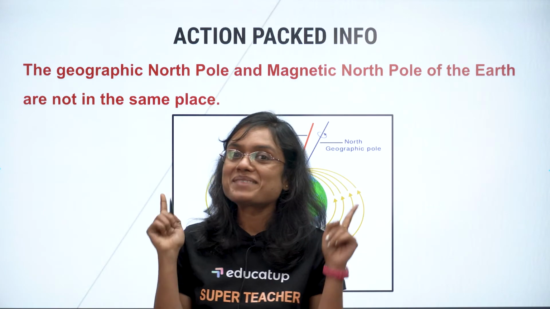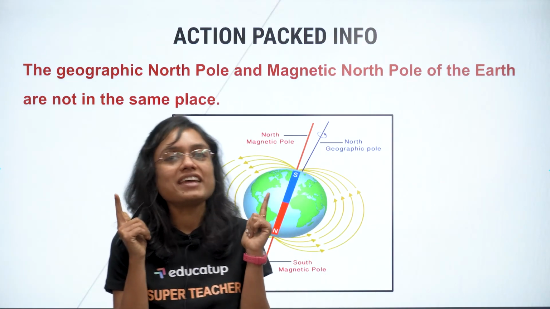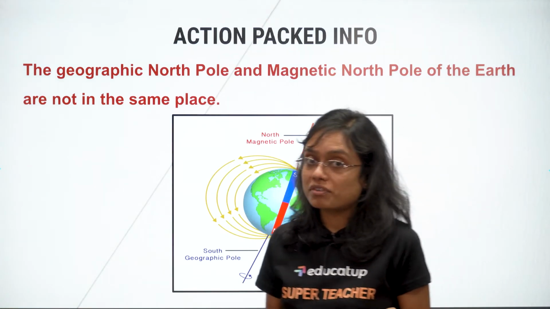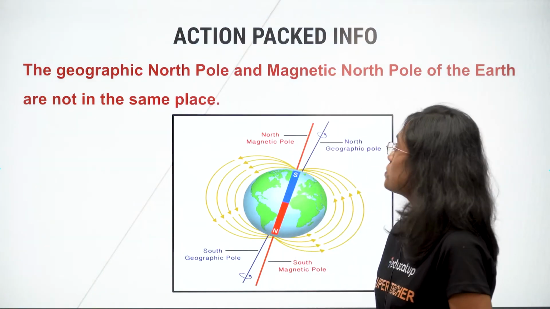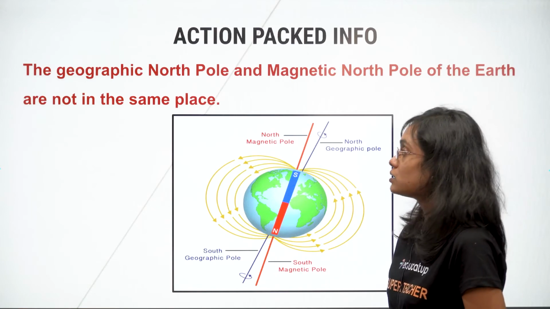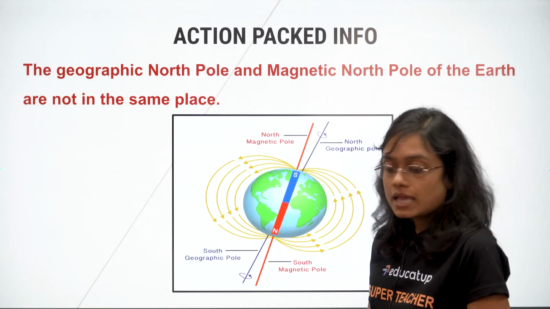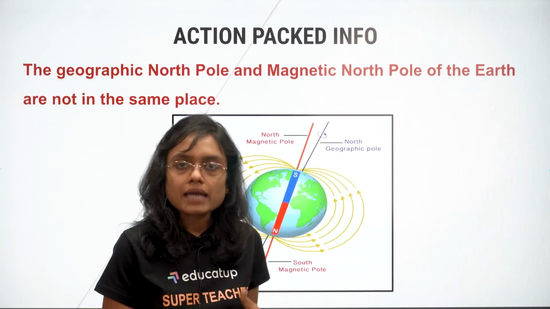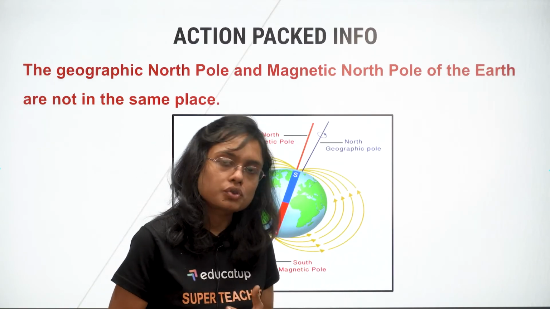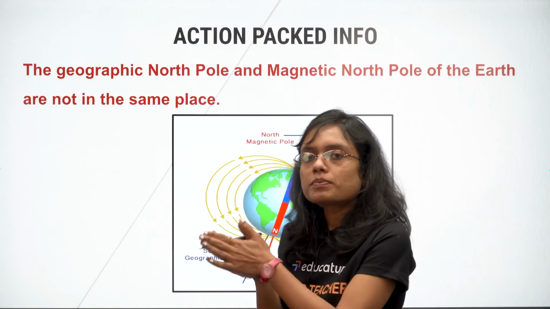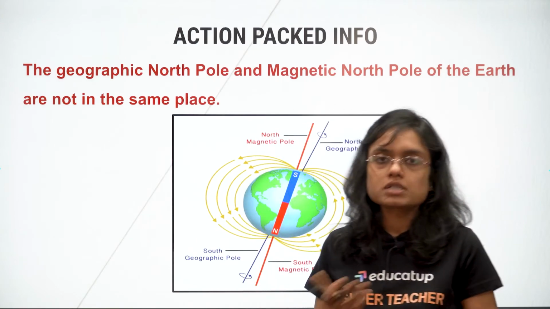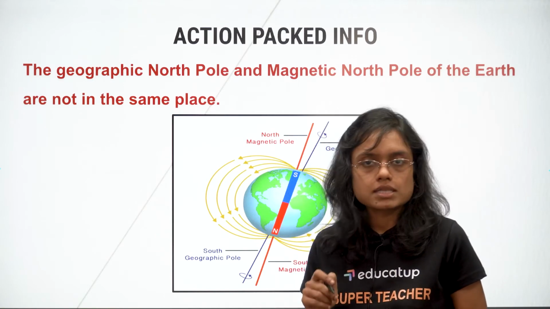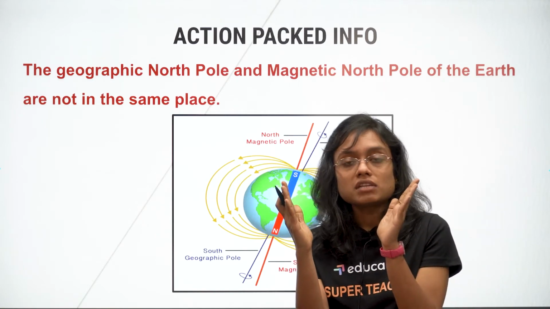Action-packed info, guys. Something very interesting and very enlightening for you, so pay attention. It's something related even to your geography part. The geographic North Pole and magnetic North Pole of the Earth are not in the same place. You know that Earth has its own magnetic field. Earth का अपना खुद का magnetism होता है, खुद की magnetic field होती है. अर्थ का जो नॉर्थ पोल एंड साउथ पोल है, जो जोग्राफिक नॉर्थ पोल एंड साउथ पोल है, और जो मैग्नेटिक नॉर्थ पोल एंड साउथ पोल है, they are not at the same location. They are a little deviated from each other.